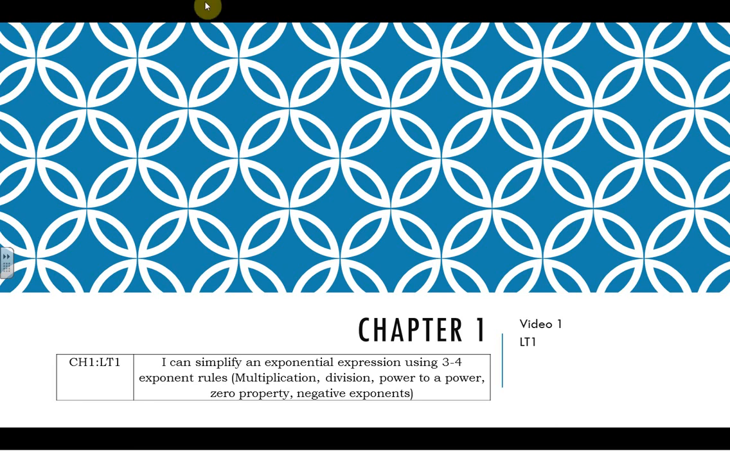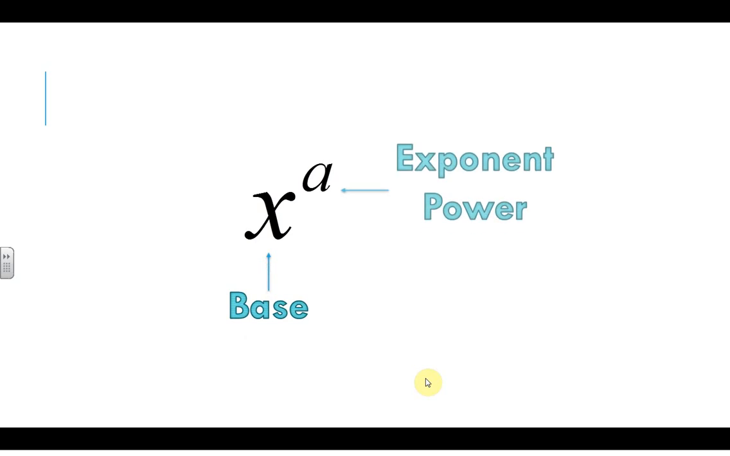So, you are going to be using 3 to 4 exponent rules at a time. So, let's quickly remember those rules one by one. The basics: you've got your base and you've got your exponent. We're going to talk about them.